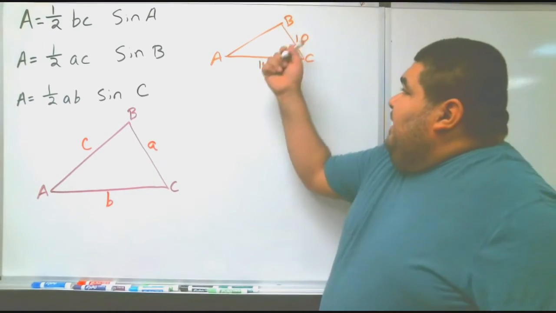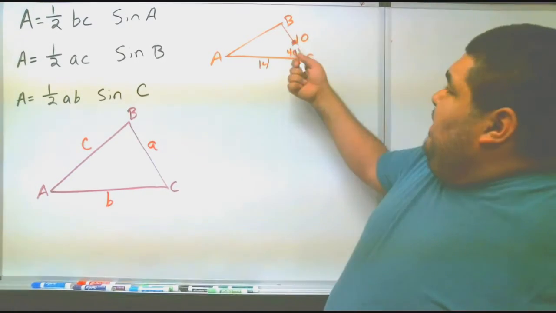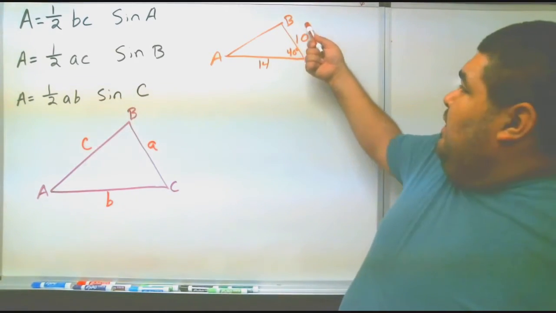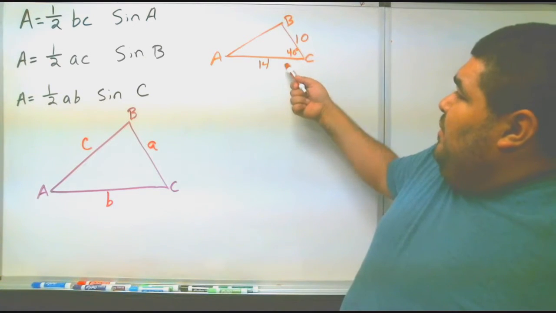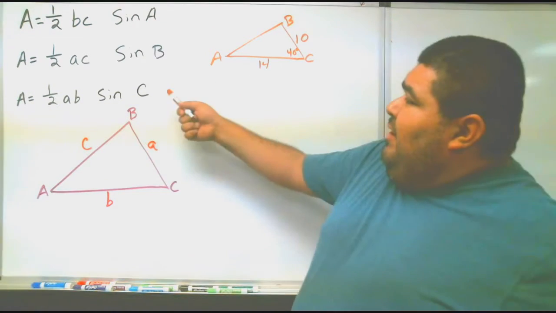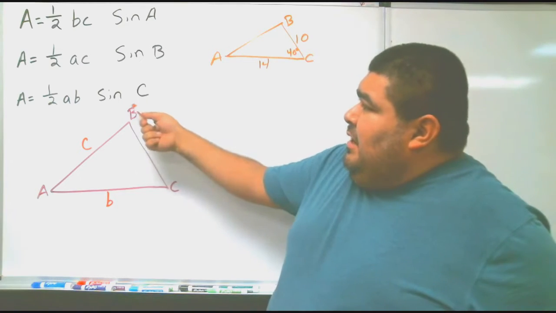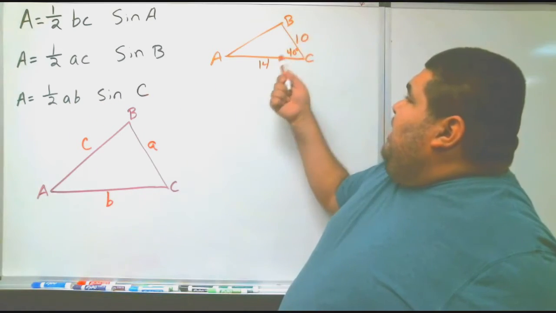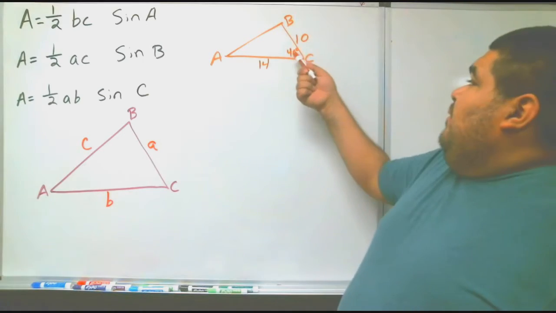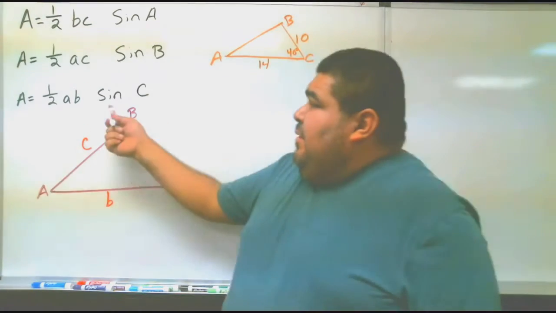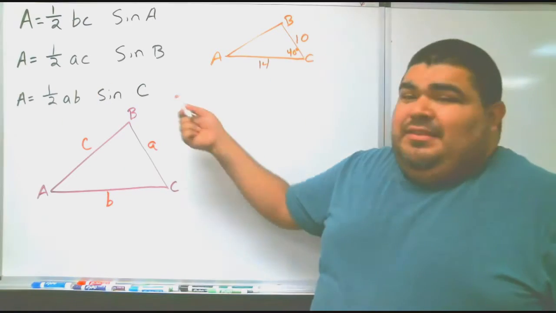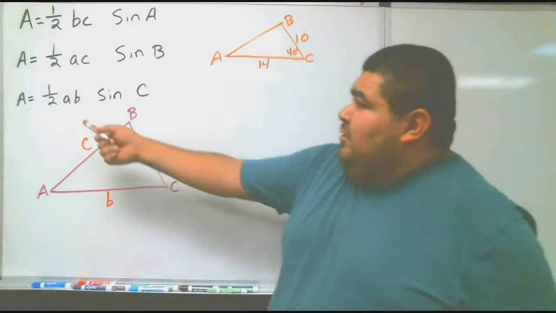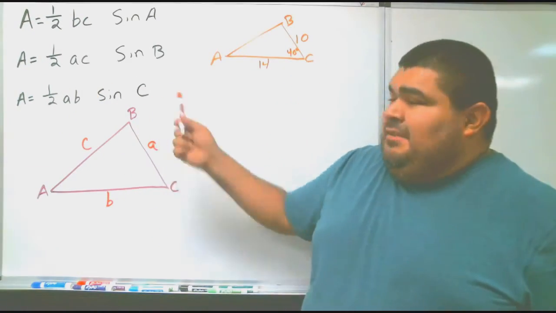So by looking at this triangle, we have little a and little b, but we also have angle C. Notice how we have sine of C and then little a and little b, which are given to us, and angle C is 40 degrees. So that is the equation we're going to use to find the area: 1/2 AB sine of C.